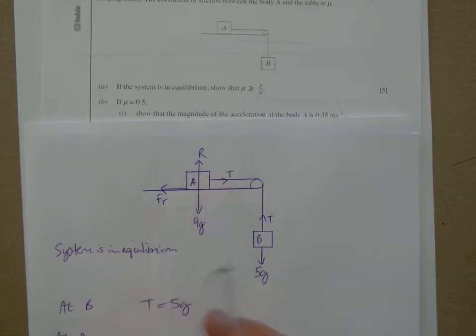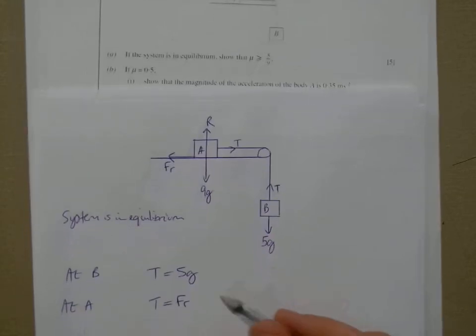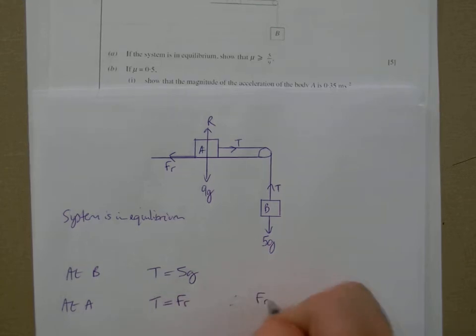It will equal the friction, won't it? Right, the tension there will equal the friction. But of course, we know that the tension is 5G. So that means that the friction has got to equal 5G.